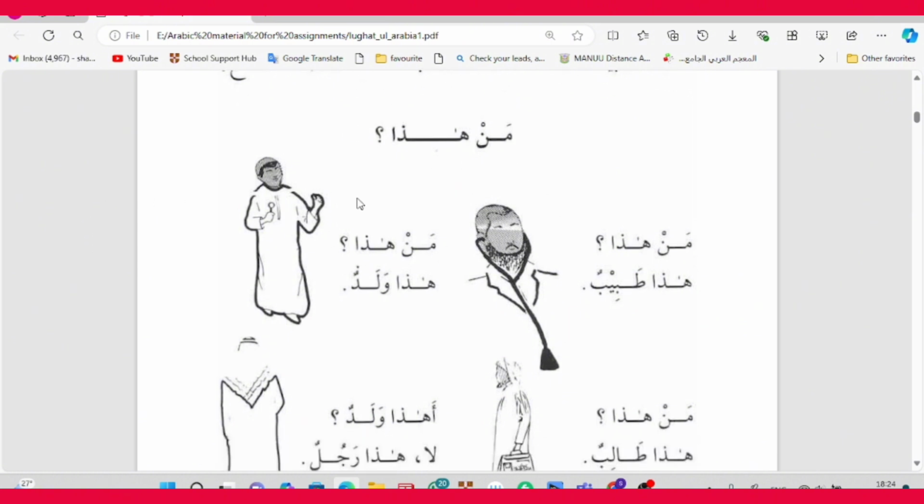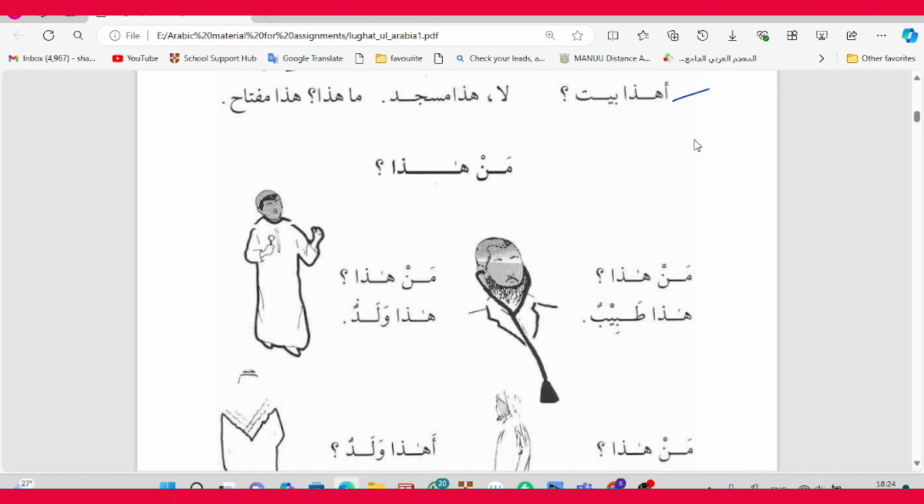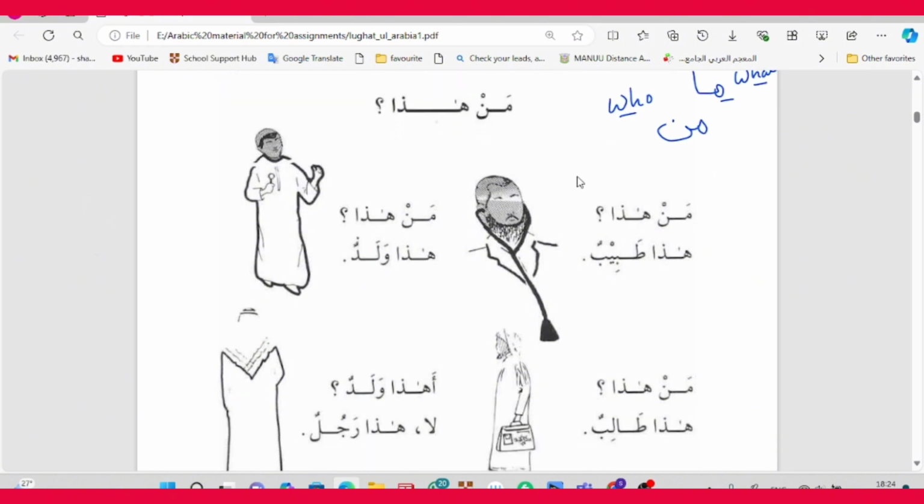Man hada, you see. Previously we learned about ma, and I told you ma means what. Now this is man. Man means who. So ma and man are clear with their meanings. Ma means what, and it is used for objects and non-living things. Man means who, and it is used for living things. As you see here, all these are men. Man hada, who is this? The answer is hada tabib, this is a doctor.